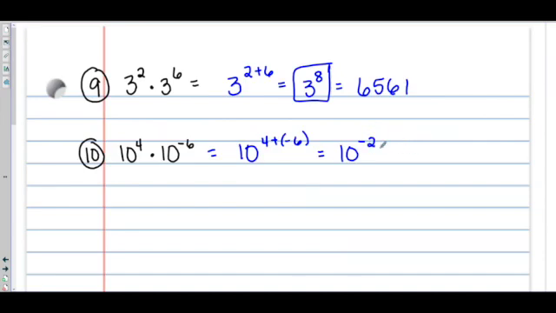But we can't keep it as a negative, so we're going to send it to the bottom. So it becomes 1 over 10 to the 2nd power. So you would leave your answer in exponential form, unless it's said to evaluate. If it says to evaluate, then you would evaluate 10 to the 2nd power, which gives you 1 over 100. Okay.